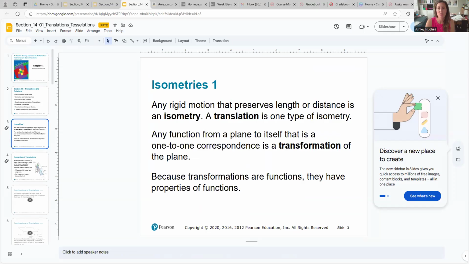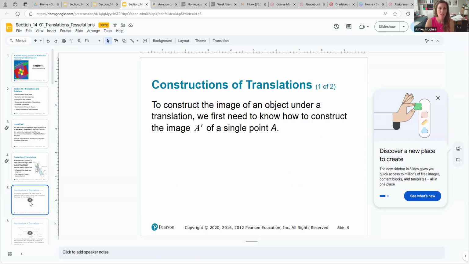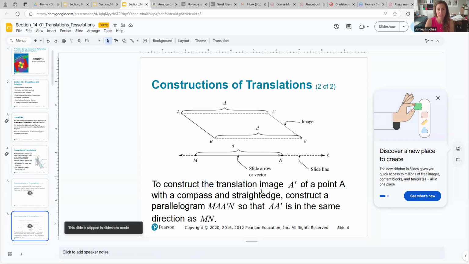Any function from a plane to itself that is a one-to-one correspondence is a transformation. So basically, a translation is another word for a slide. Just imagine taking that figure and then, whoop, sliding it over. And sometimes it's denoted by A prime. So if you take A and you slide it to a different location, that's called A prime. So here's an example of that.